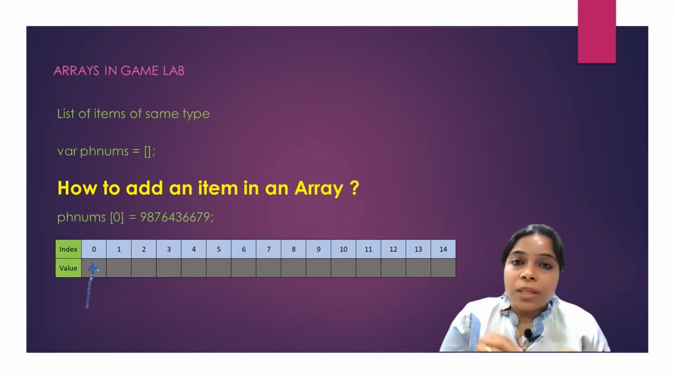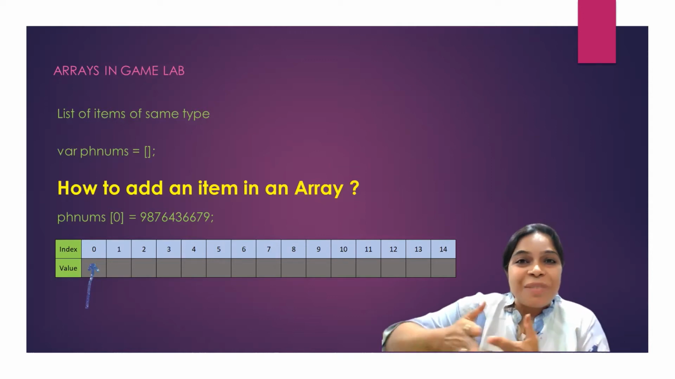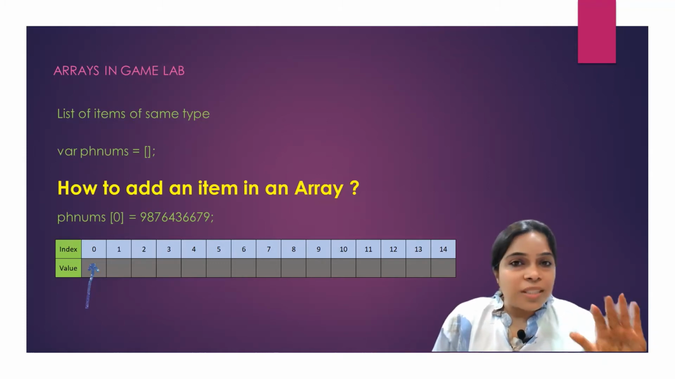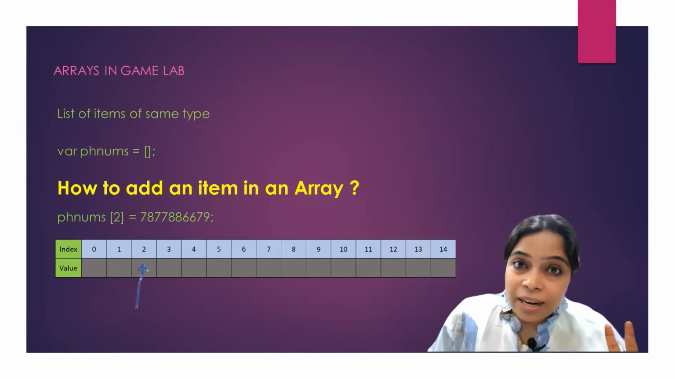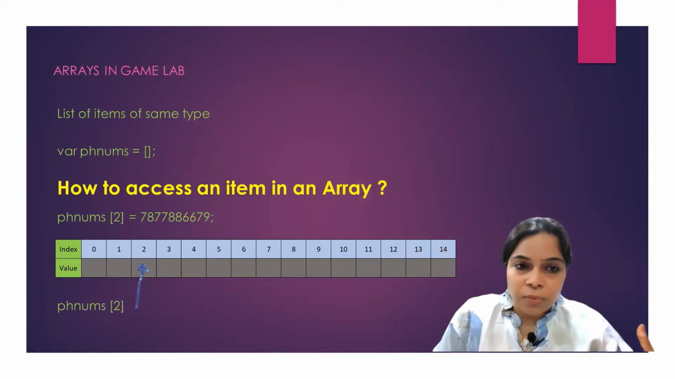So we should always keep adding the elements from the 0th index and then keep adding onwards. The first value is stored at the 0th index, the second value will be stored at the first index, the third value will be stored at the second index, and so on. And you can keep on adding values to it.